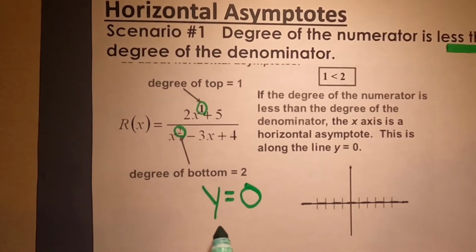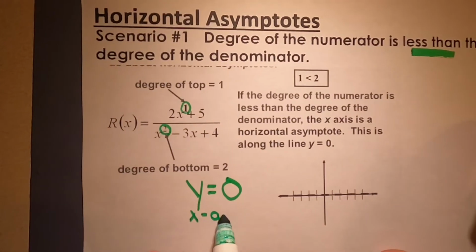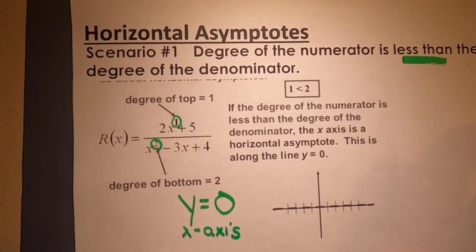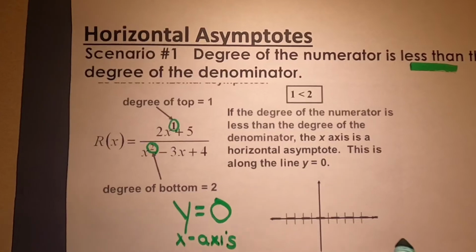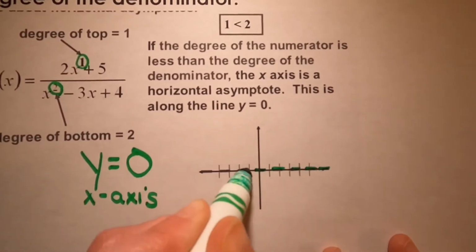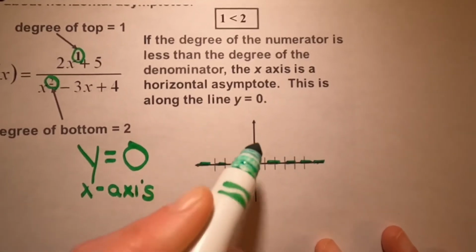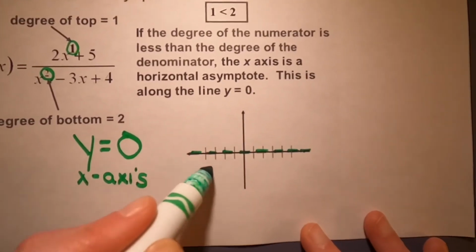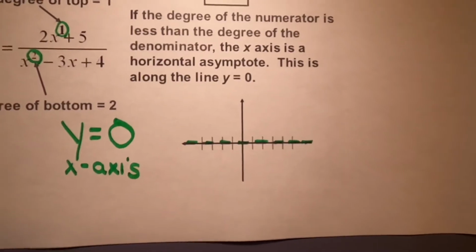We also like to call that the x-axis. So yes, we have a place on the graph where the values are undefined. The graph will approach that horizontal asymptote, but will not ever cross it.